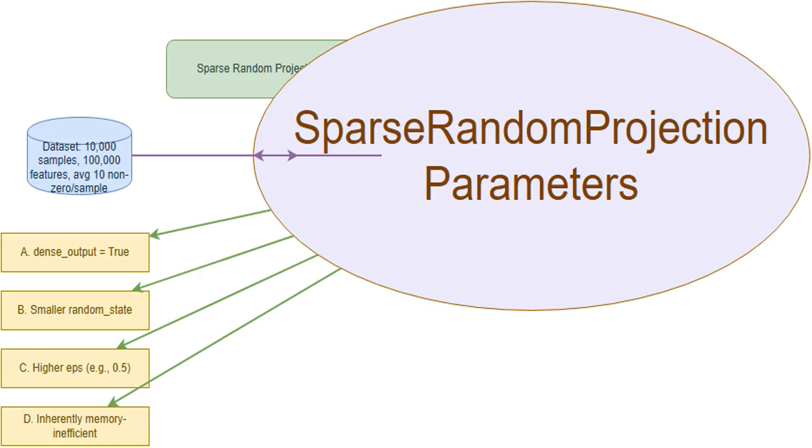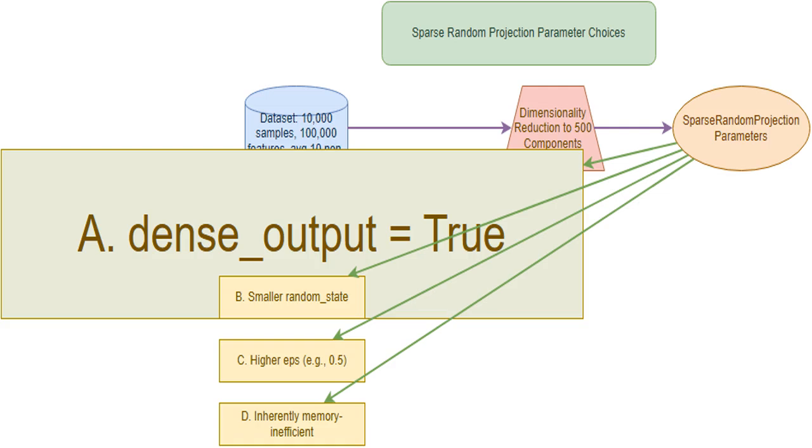This introduces the parameters we need to understand within the sparse random projection algorithm. These are settings that control how the algorithm works, affecting its speed and the quality of the result. We'll evaluate their impact on a large dataset. This parameter decides whether the output of the dimensionality reduction is a dense matrix, full of numbers, or a sparse matrix, mostly zeros. Choosing dense_output equals true might seem intuitive, but for huge sparse datasets, it's often inefficient as it involves creating a much larger, dense matrix which consumes huge memory.